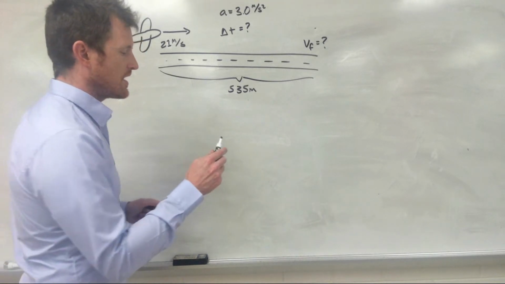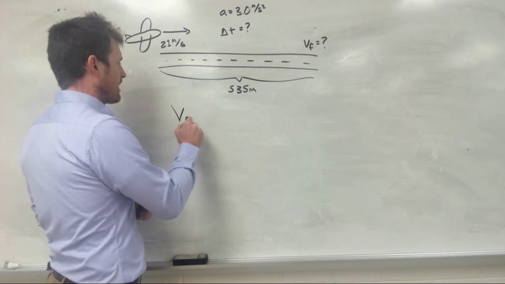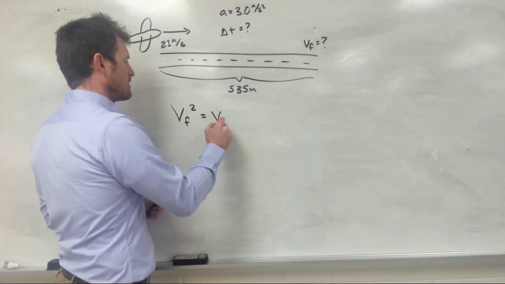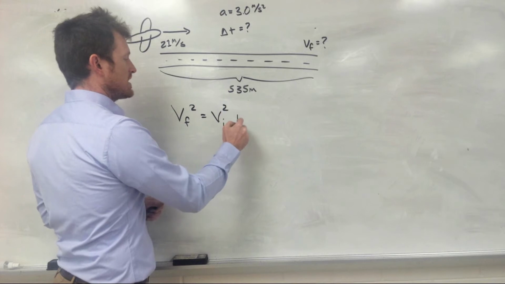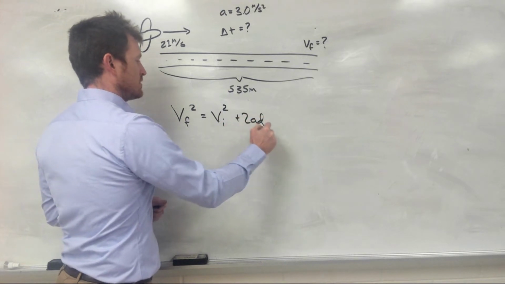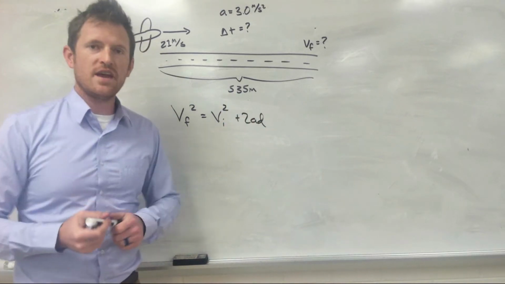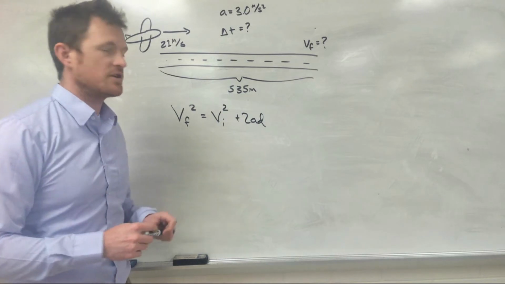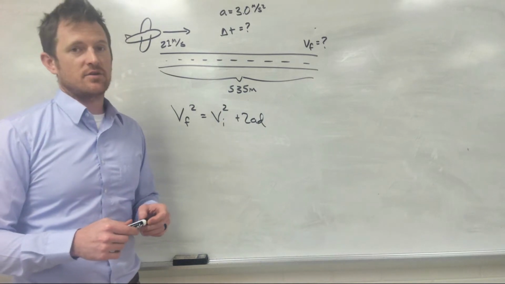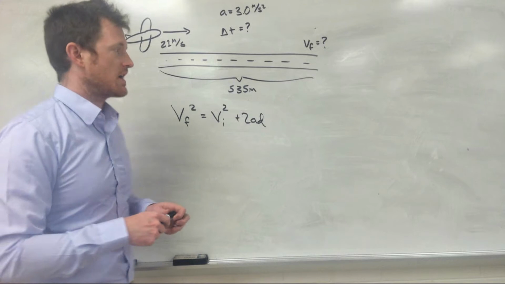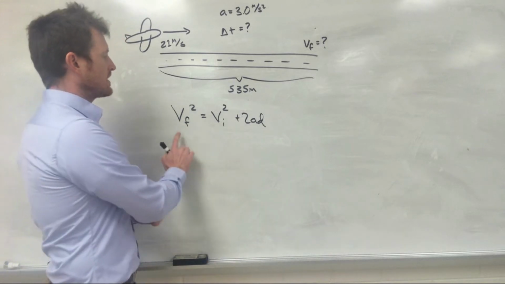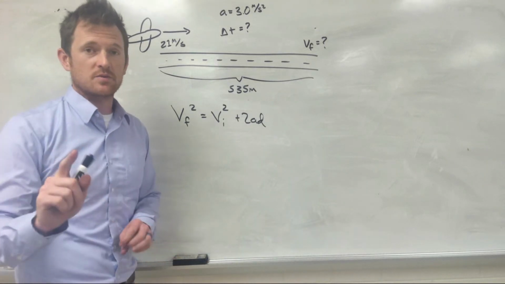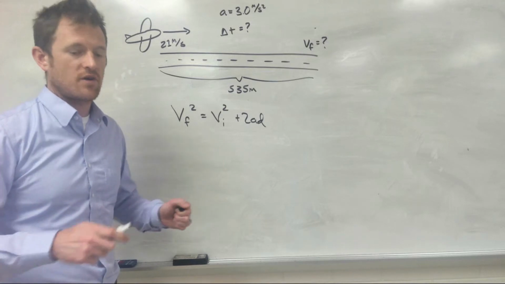All right, so we're going to write down our new equation. Vf squared equals Vi squared plus 2ad, where Vf is our final velocity, Vi is our initial velocity, a is our acceleration, and d is our distance. Now as you can see, we know all of this stuff except for Vf. That leaves us with one unknown, which means we can solve our equation.